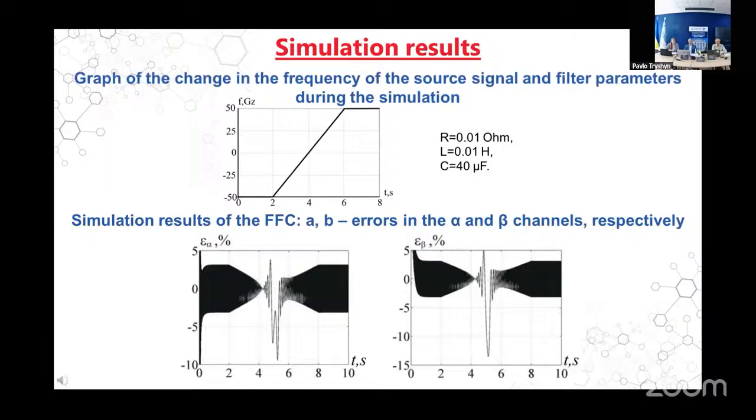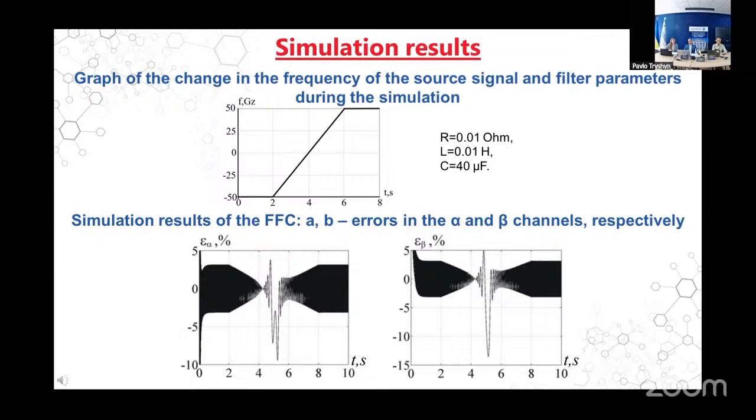The source generated a periodic two-phase signal with an amplitude of 100 volts and a variable frequency, which changed as shown on slide 8 above. At the bottom of the slide, the simulation results of the FFC are shown, from which it can be seen that there is a discrepancy between the desired and output signals in the alpha and beta channels.